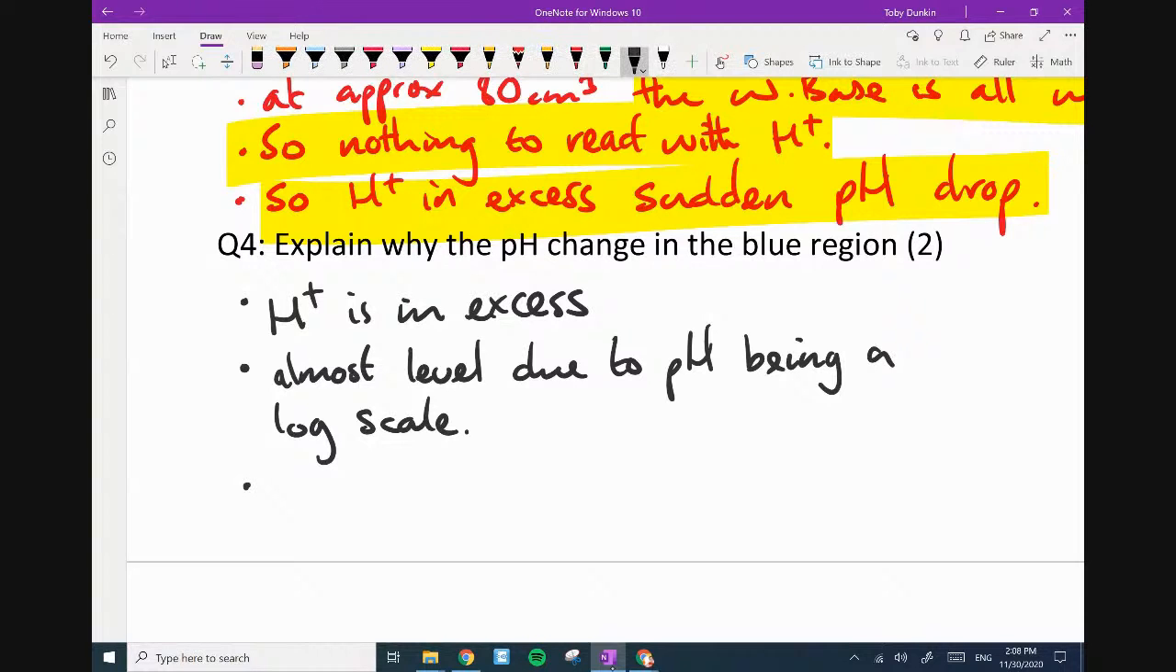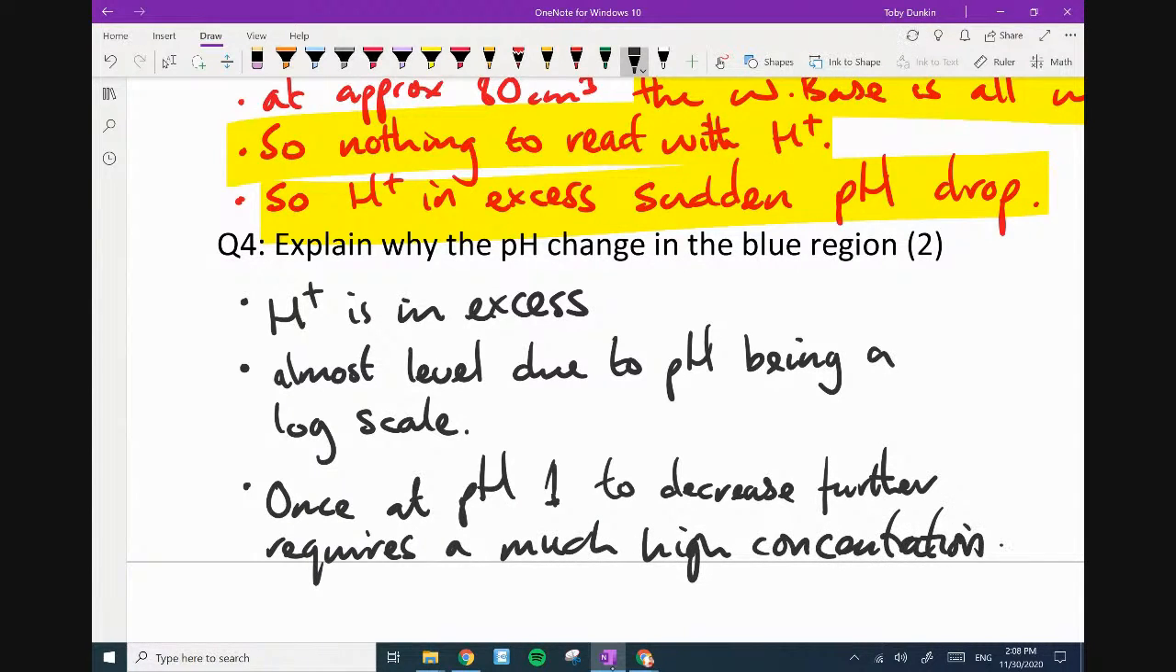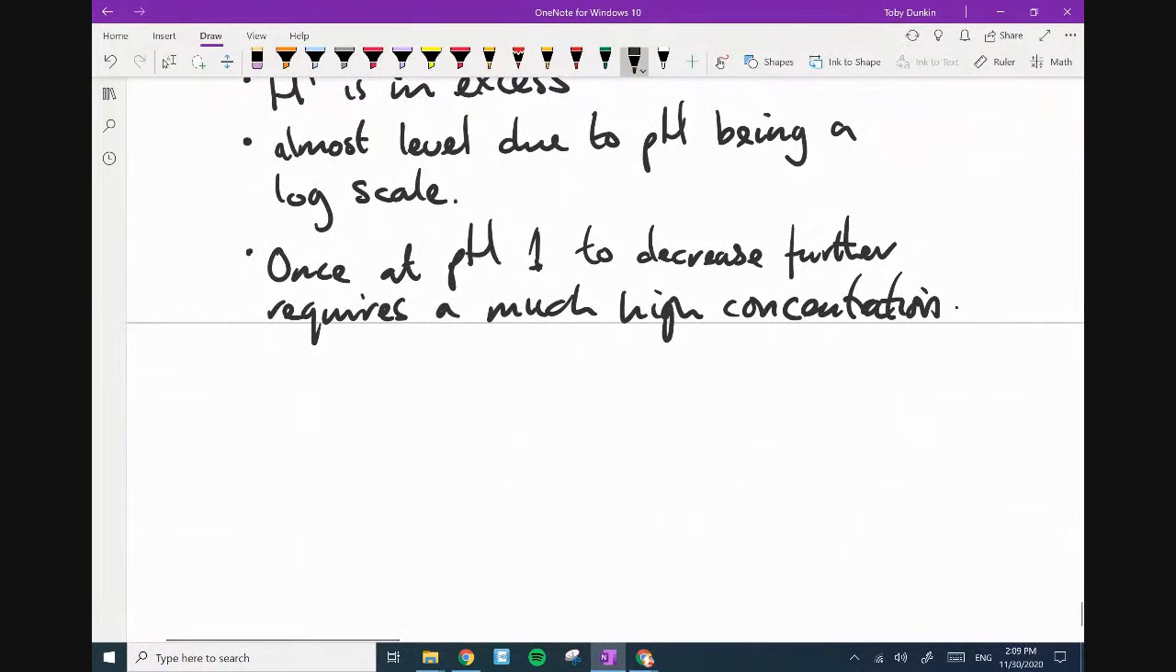Once you reach pH 1, almost level due to pH being a log scale. Once at pH 1, to decrease further requires a much higher concentration. You can also say that you have reached the pH of the acid itself. Yeah, reached pH of strong acid added.